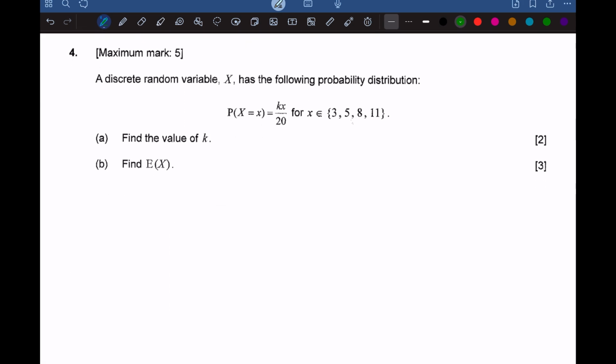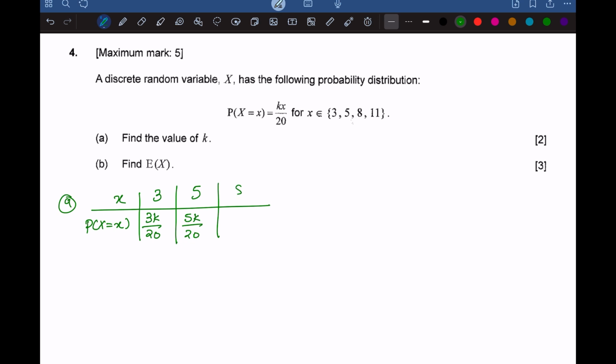So we have a discrete random variable x. The distribution is given. So first we have to find the value of k. So for part A, we can probably prepare a table. When x is equal to 3, it is 3k over 20. When x is equal to 5, it's 5k over 20. When x is equal to 8, it's 8k over 20. When it's equal to 11, it's 11k over 20.